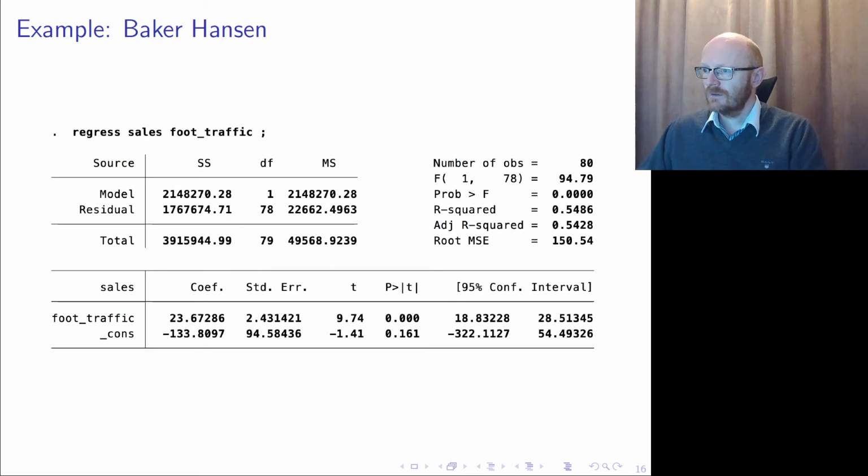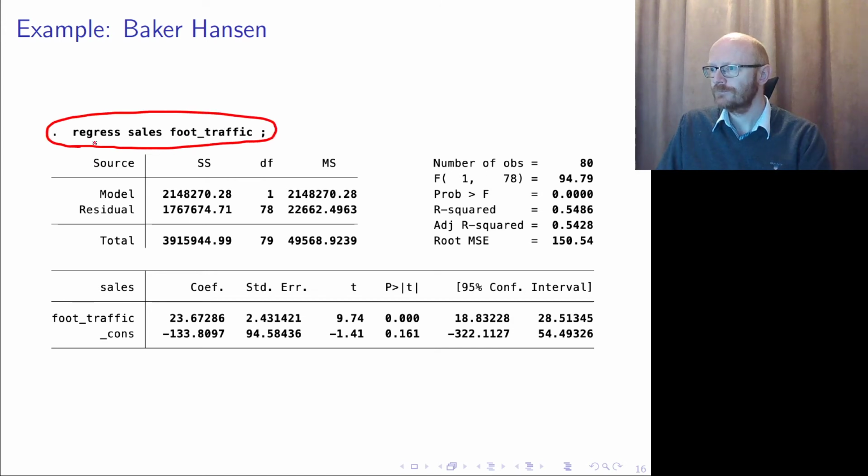Our example for today is Bucket-Hansen, and here you have done the regression, okay? And your output would be the slope, the B1, and the intercept B0.